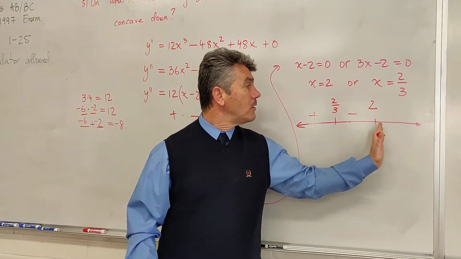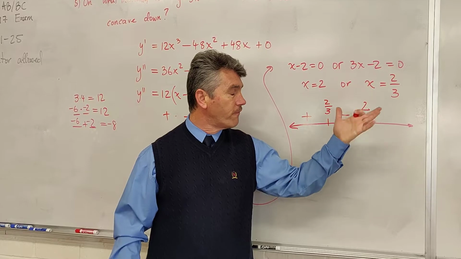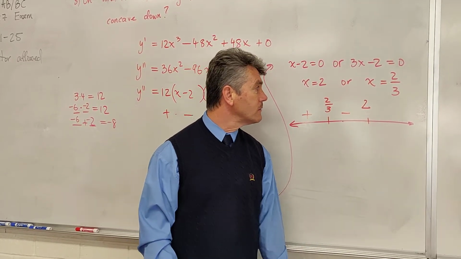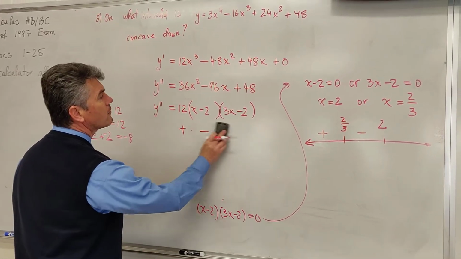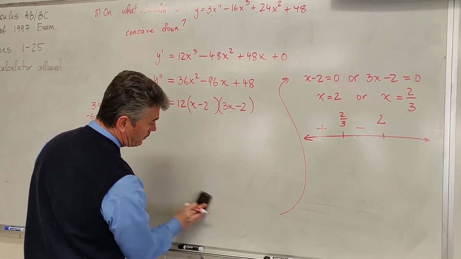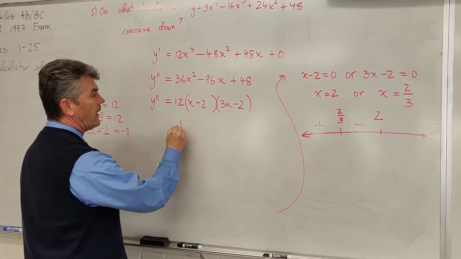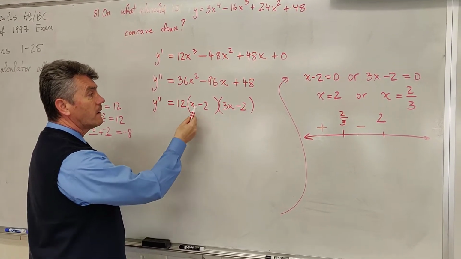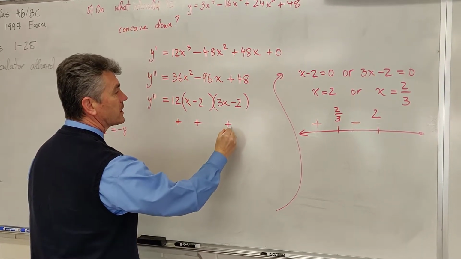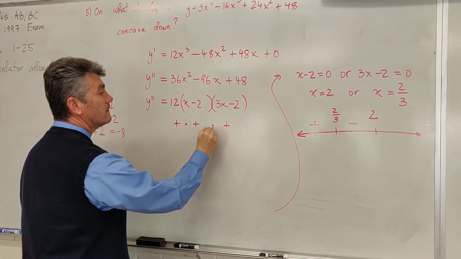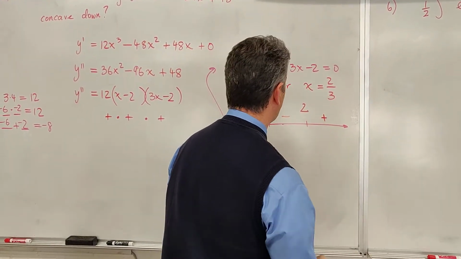Finally, go to the last interval, the interval of numbers bigger than 2. Choose a number bigger than 2, whatever you want. 3 is a good choice. And so we have 12 is positive, 3 minus 2 is positive, and 9 minus 2 is also positive. A positive times a positive times a positive is a positive.